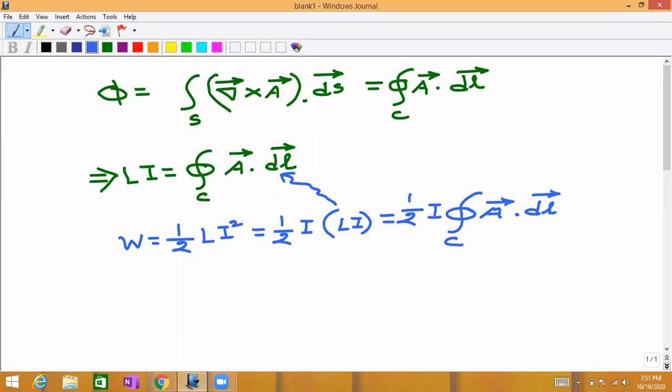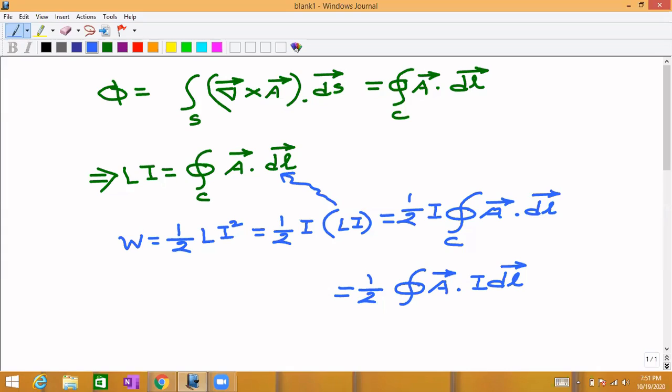Okay. So we can also write this expression like this. It is half into closed integration A vector dot I into dl vector. I into dl vector. Now you consider I into dl vector as a single vector.